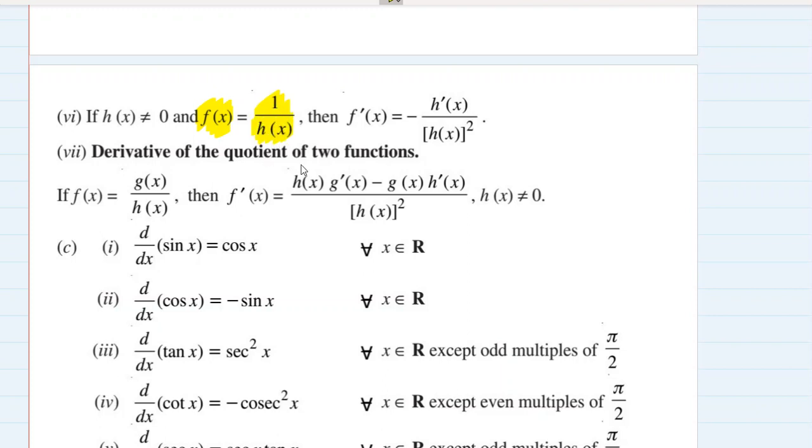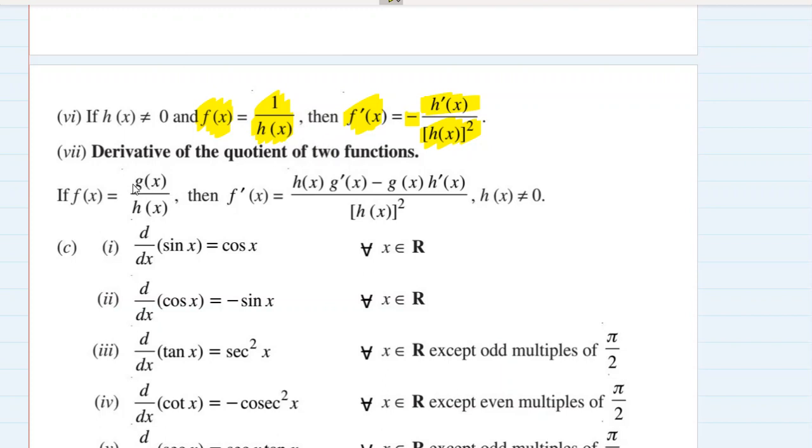If the function is the reciprocal of a given function, then the differentiation of such a function is equal to negative of the differentiation of the denominator upon the square of the denominator. What is the denominator? h of x. h of x is the whole function.